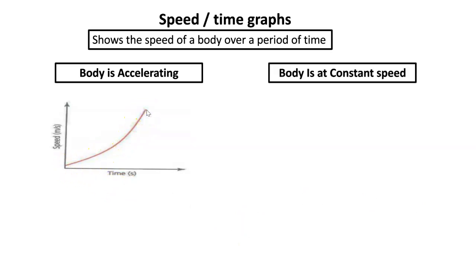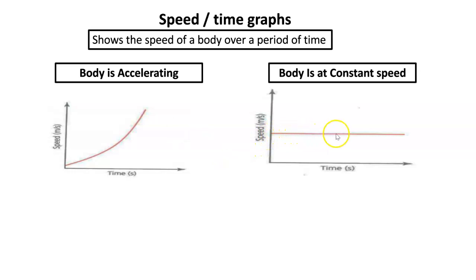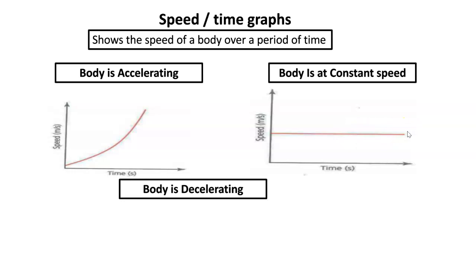If the body is at a constant speed, we will have the speed not changing, obviously, because it's constant speed. It's uniform speed here over time. If a body is decelerating, it would be a downward curve as we will slow down as time goes on.